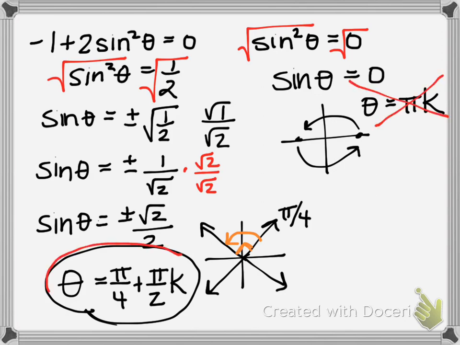So the final answer for the critical numbers will just be theta values, which are pi fourths plus pi halves k.